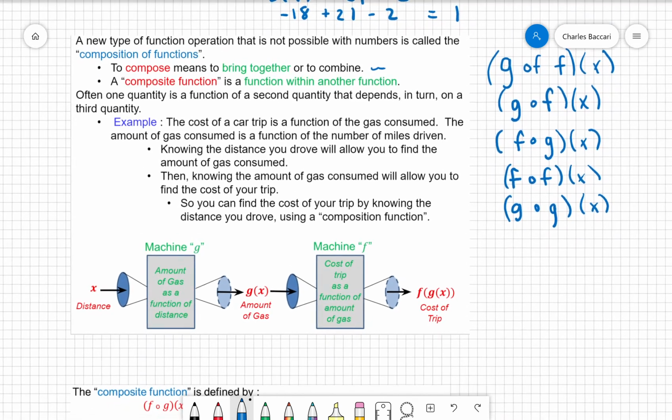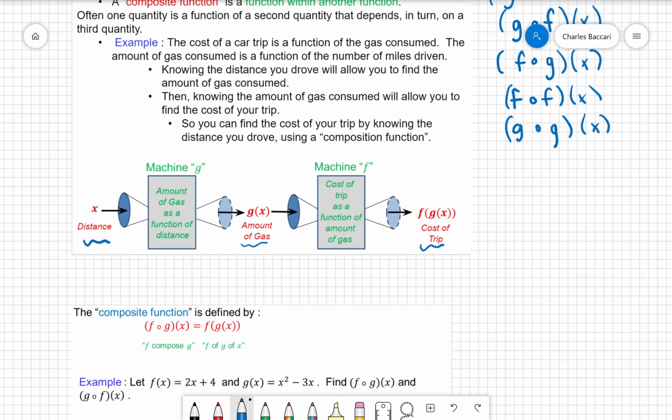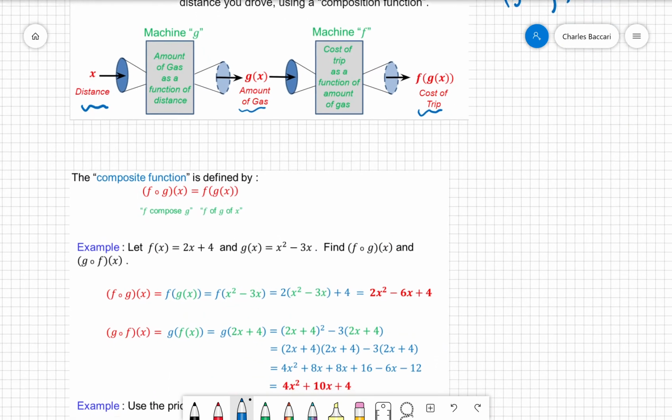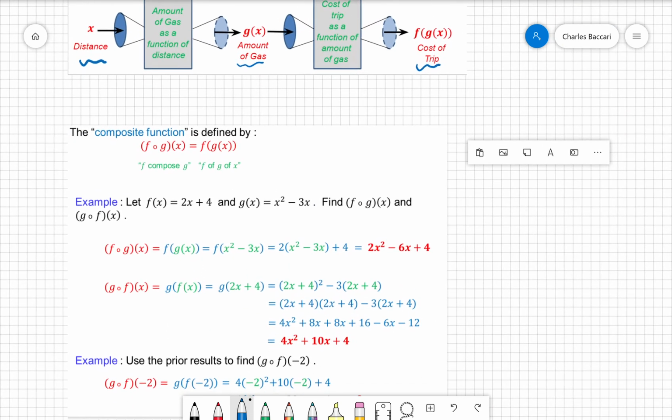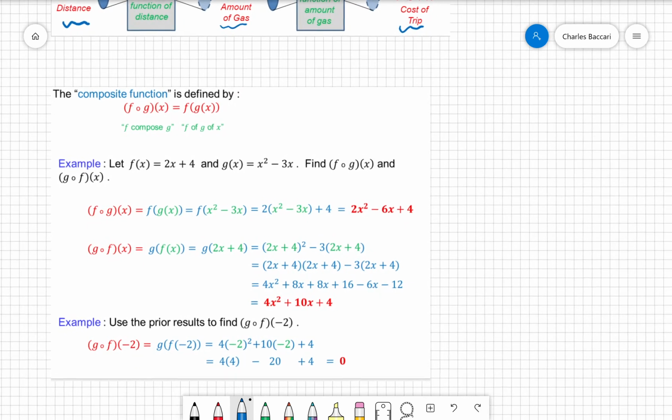So of course x is the distance, and the machine g is the amount of gas as a function of distance. Okay, so then you'll have an amount of gas that you get, and then you put that into the cost of the trip. Obviously you can do the amount of gas times however many dollars per gallon the price of gas is, and that will give you the cost of the trip. Okay, and so if we look at the composition function, it is defined by f of g of x, f compose g, f of g of x.